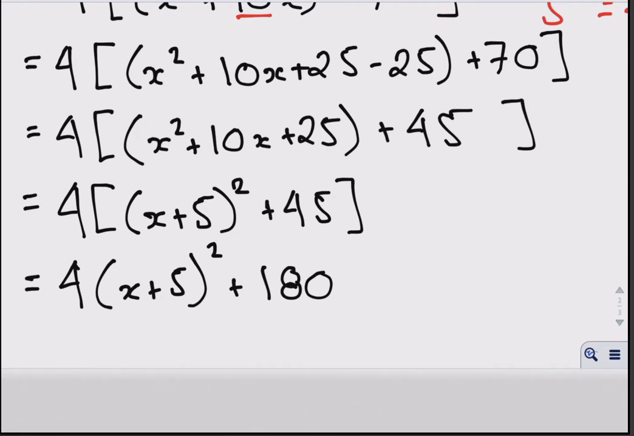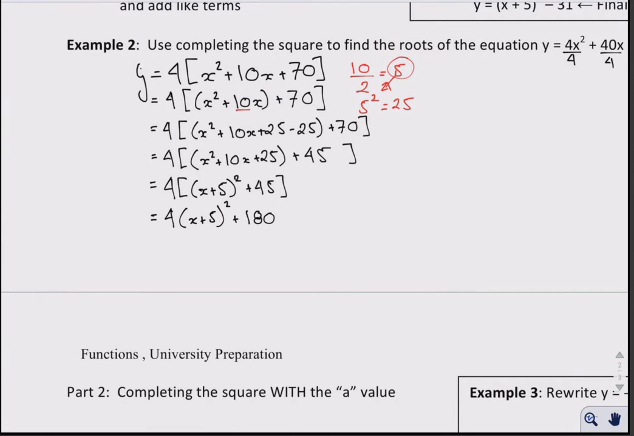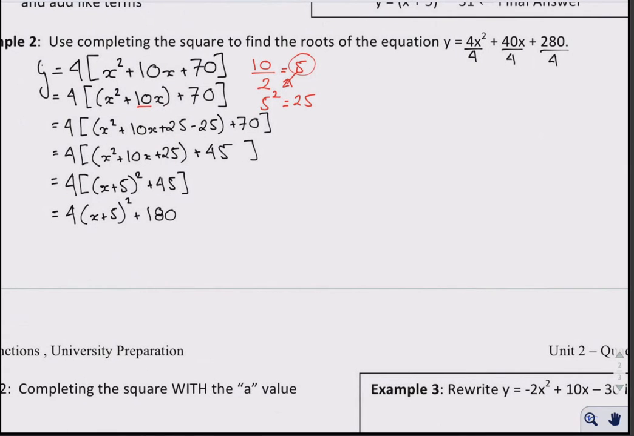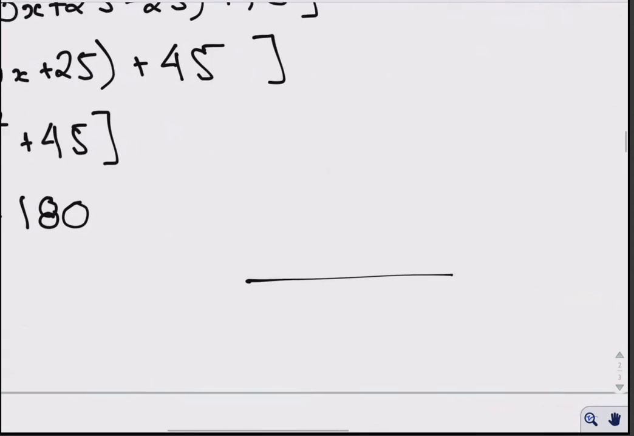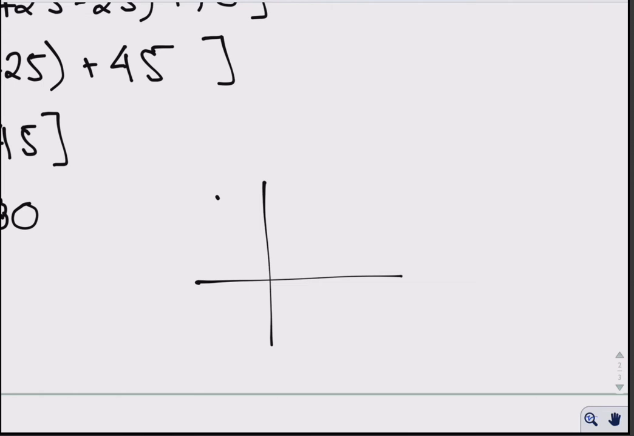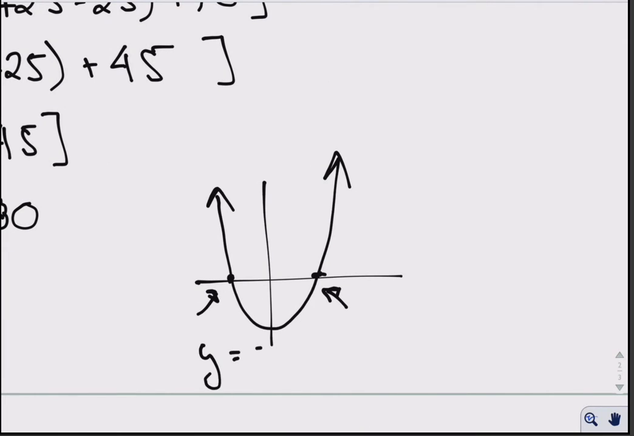So that completes the first part. For the second part, I want to find the roots. Now remember, this is a parabola. Notice that it has a positive 4 over there, so that means my parabola is opening up. So I'm going to have a root here, and I'm going to have a root here, if indeed it has any roots. I don't even know yet. But the roots are where the parabola intersects the x-axis. In other words, in these cases, we know that y will be 0.